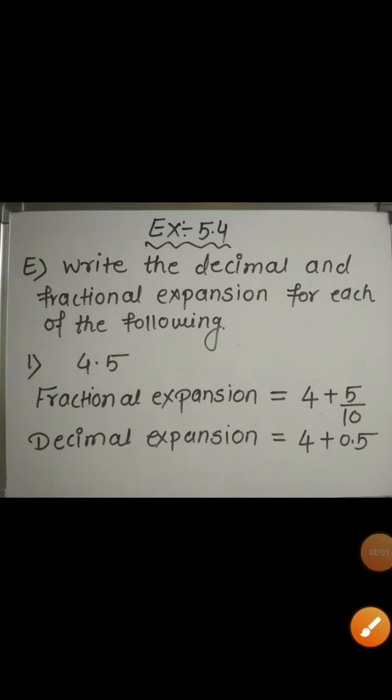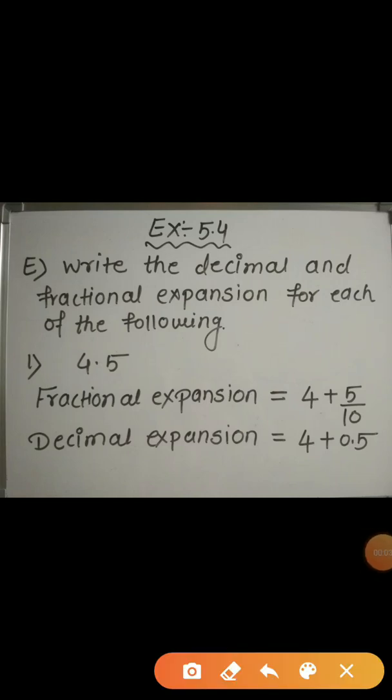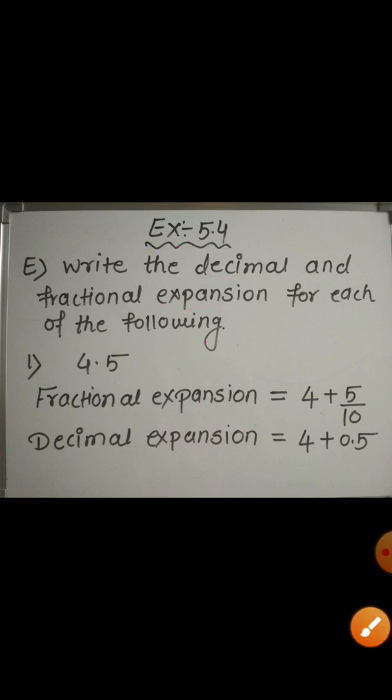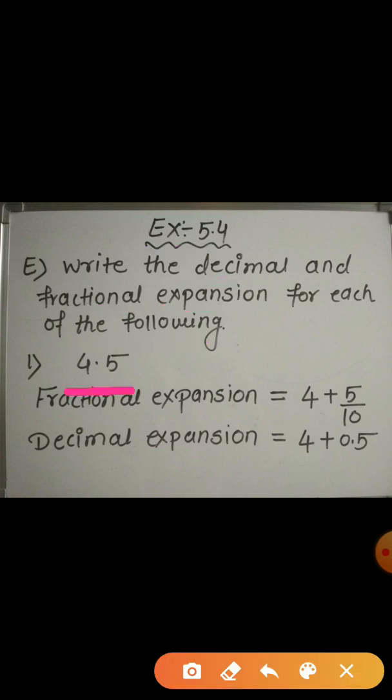Students, now I am going to discuss question number E of exercise 5.4. Write the decimal and fractional expansion for each of the following. See the first number. It is 4.5, and 4.5 we read as 4 and 5 tenth. Here we are asked to write down this number in the fractional and decimal expansion. Now first of all I am going to write down the fractional expansion of 4.5.